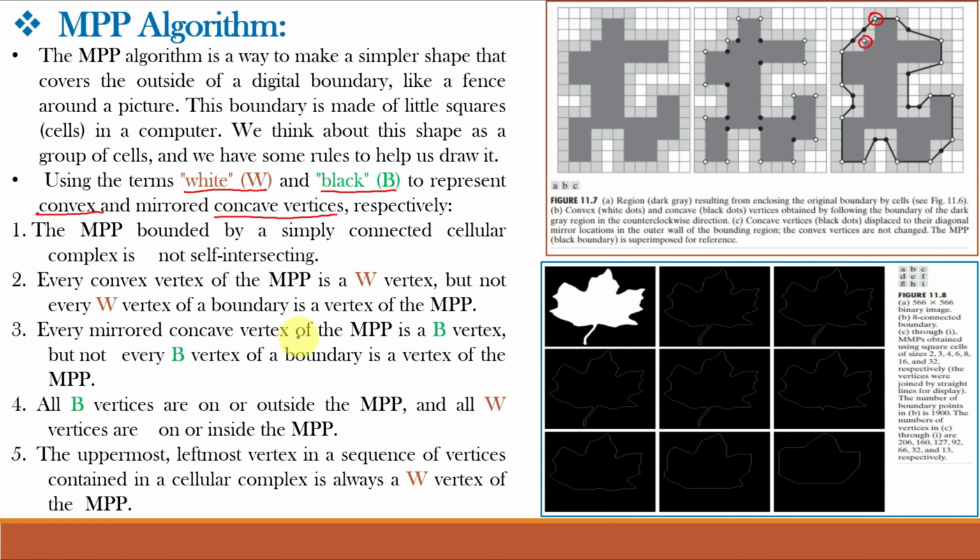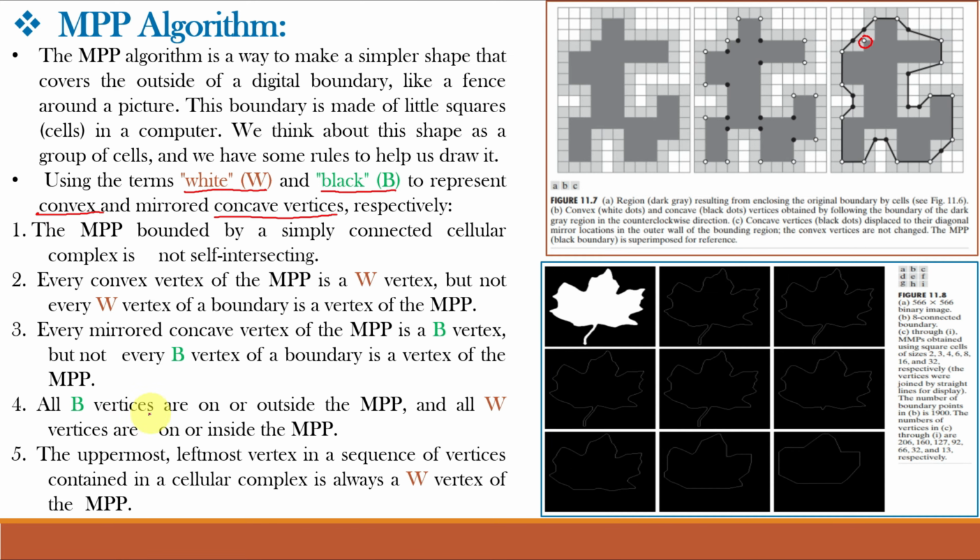Every mirrored concave vertex of the MPP is a black vertex, but not every black vertex of a boundary is a vertex of the MPP. So every concave vertex is a black vertex, but not every black vertex is a vertex of the MPP. So we can see these two are not part of the MPP.